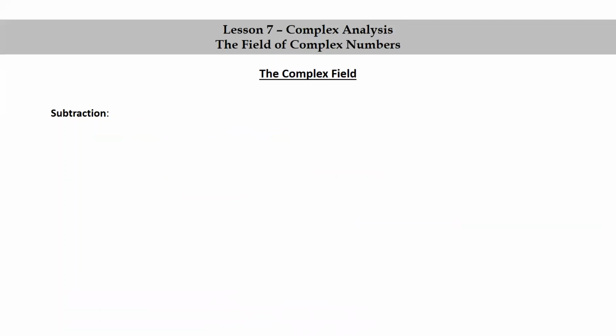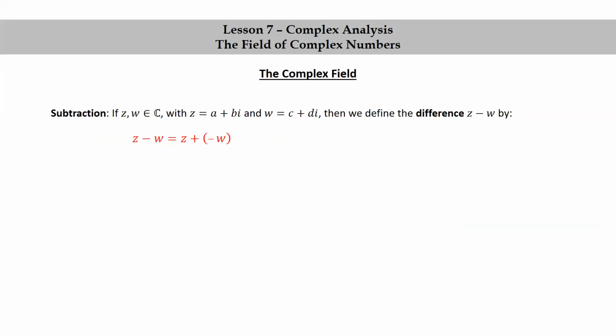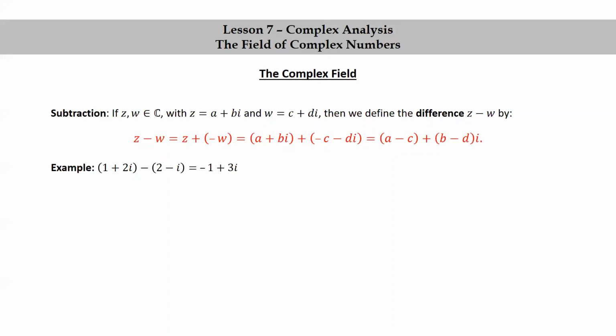Let's define subtraction. If z and w are complex numbers with z equal a plus bi and w equals c plus di, then we define the difference z minus w by z minus w equals z plus the negative of w, which is (a + bi) plus (negative c minus di), which is (a minus c) plus (b minus d)i. Let's look at an example. (1 plus 2i) minus (2 minus i). According to definition, that's negative 1 plus 3i.